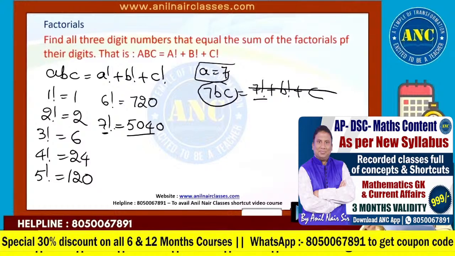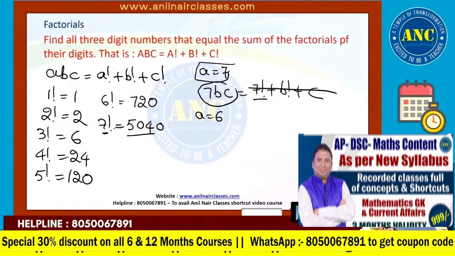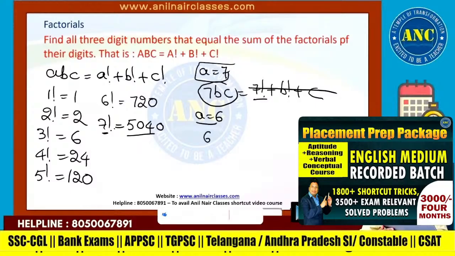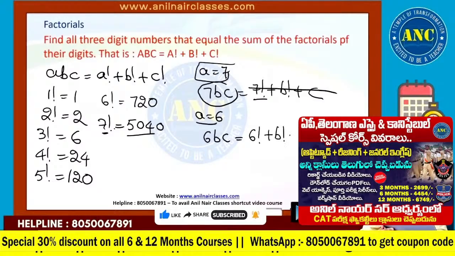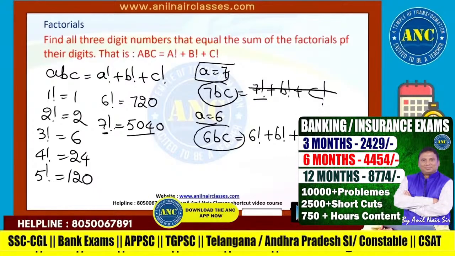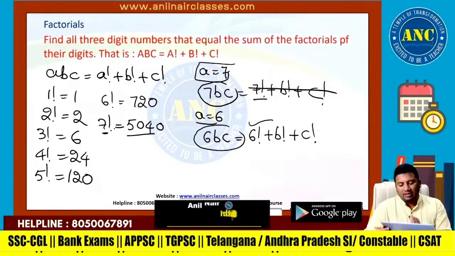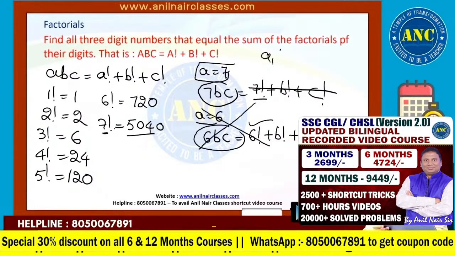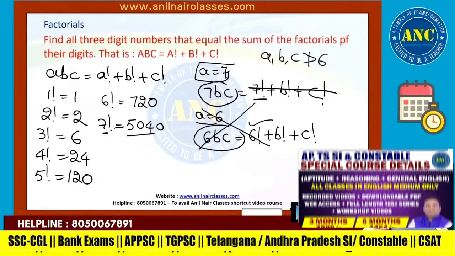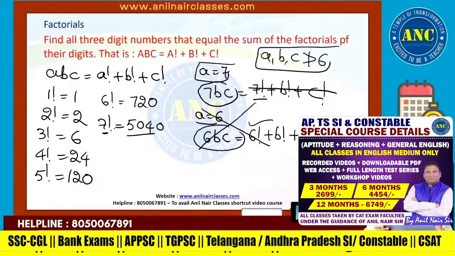Can A take 6? Let us see. This will become 6BC, so it will become 6 factorial plus b factorial plus c factorial. 6BC means from 600 to 699. This is 720. 720 plus something it cannot take. ABC cannot take any value greater than or equal to 6.